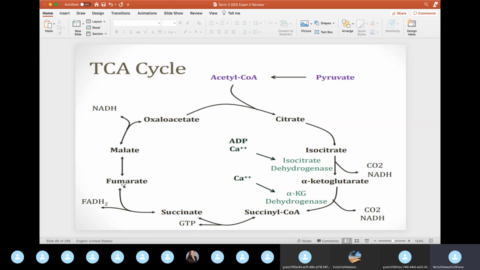Another one is fumarate. Fumarate enters the urea cycle. Malate is a gluconeogenic substrate. It is a substrate for gluconeogenesis. Is the TCA cycle regulated by hormones? Yes or no?